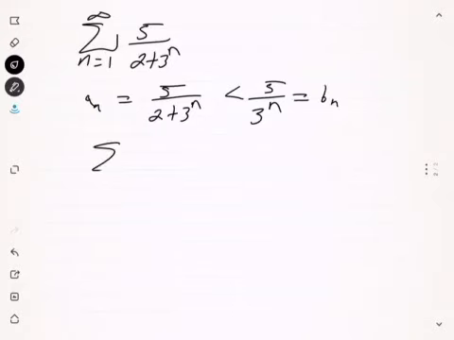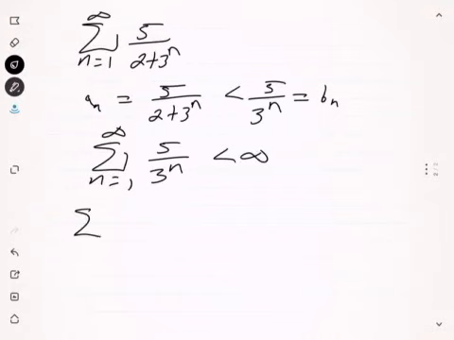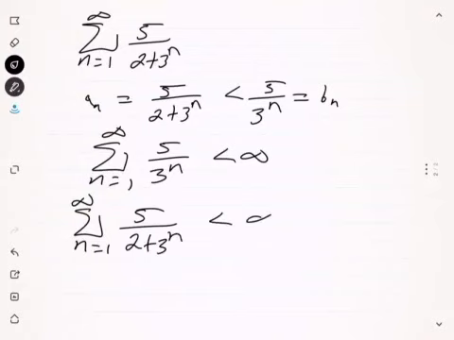Since the series corresponding to Bn, that is 5 over 3 to the n power, is a convergent geometric series, the series 5 divided by 2 plus 3 to the n power converges again by the comparison test.